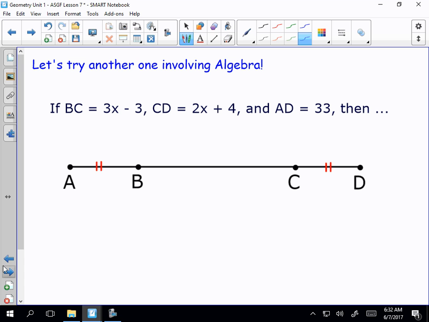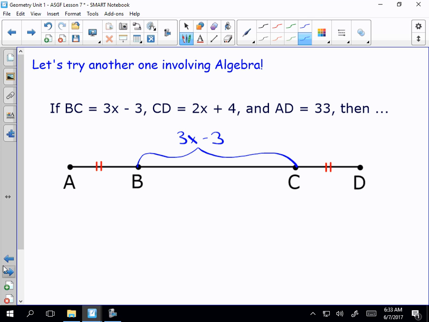Okay, one more example here using some algebra, and then we're pretty much wrapped up for the lesson here. But always draw the picture in your notebook. We're always filling in what we know. So in this case, we know what BC is. Okay, BC is 3x minus 3. So we're putting an algebraic equation in that spot.